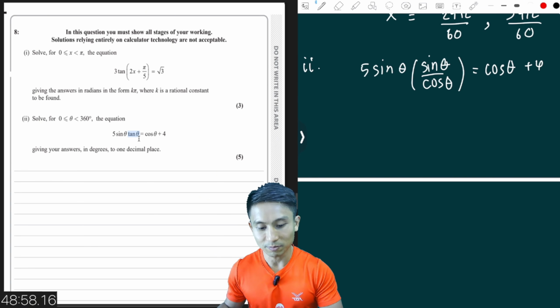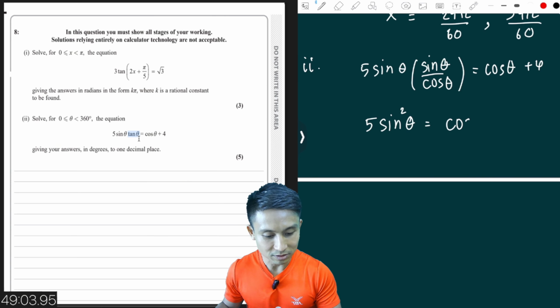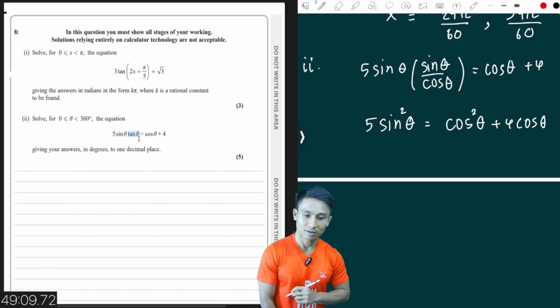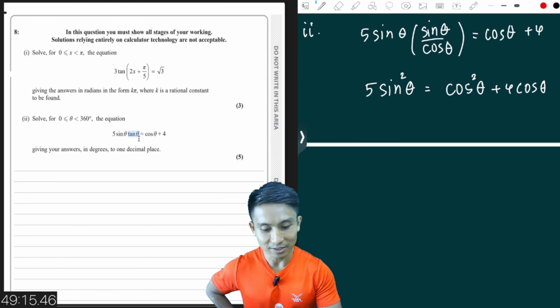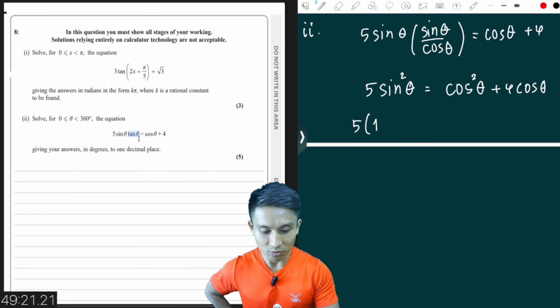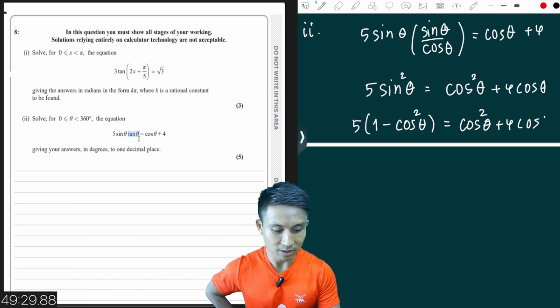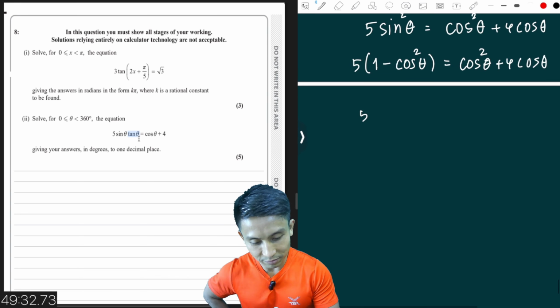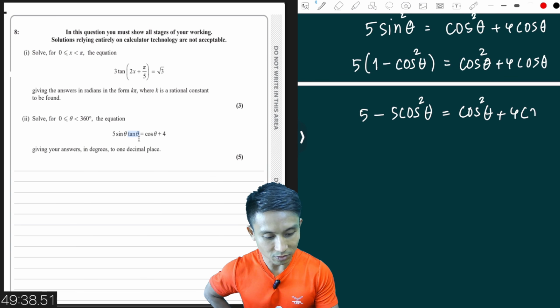You can multiply across by 5, where the left hand side will just be sine squared theta, and then you multiply across by cos theta, you get that and this, right? Don't forget there are 2 terms there. Of course, we can use a trig identity. We put sine squared in terms of cos, that would be 1 minus cos squared theta, and we also have 4 cos theta here. So that's going to be 5 minus 5 cos squared theta equals cos squared theta plus 4 cos theta.